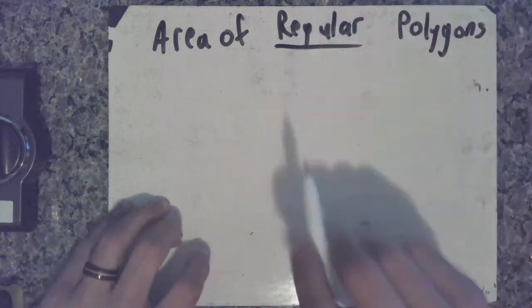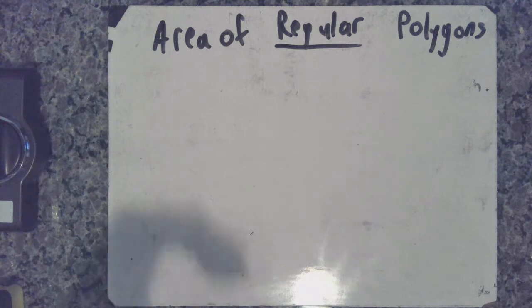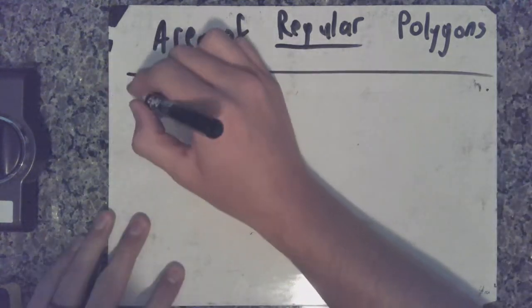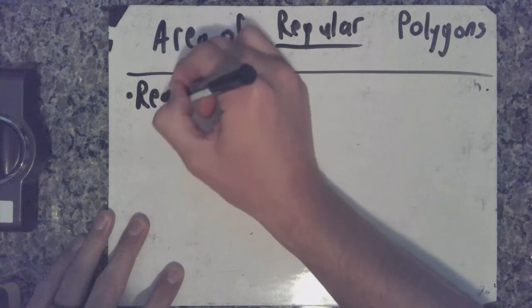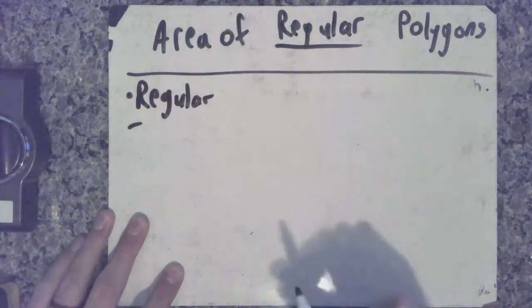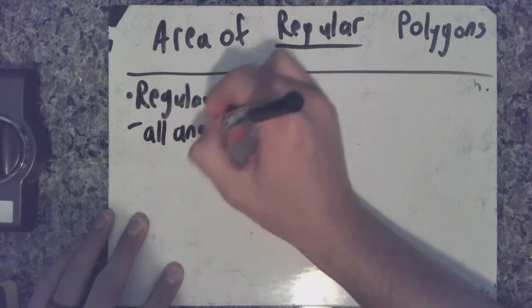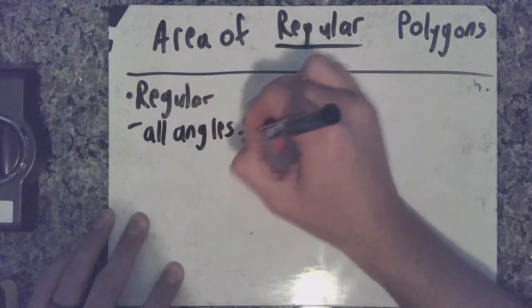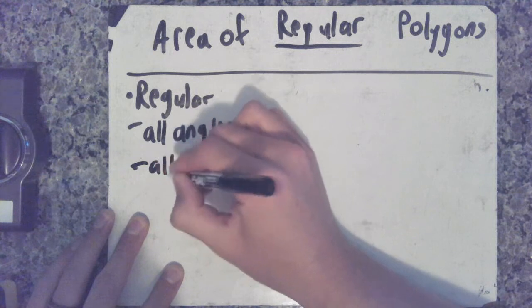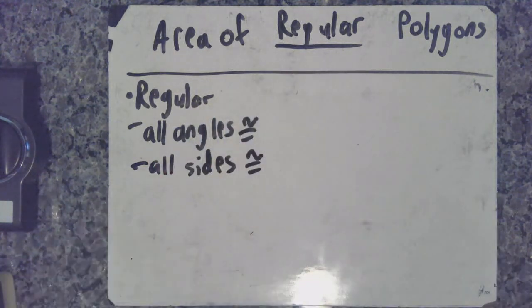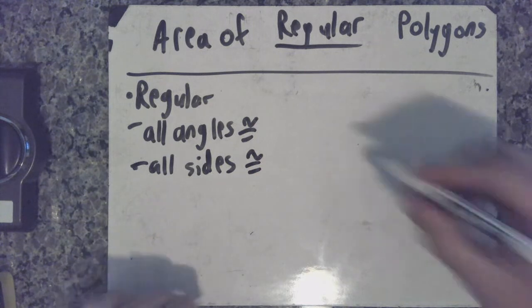Now the first thing we need to understand is this word regular. I believe we have gone over it early on in the year, but essentially regular is two different things. It is when you have all angles congruent in a shape, and then all sides congruent in a shape. So it's those two things. It's essentially shapes that look like this.